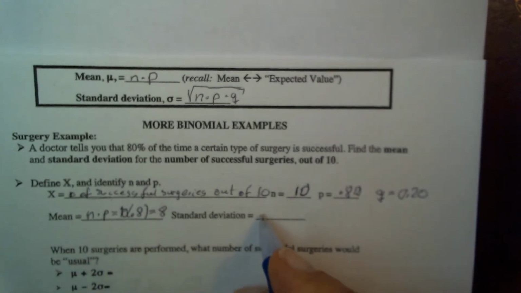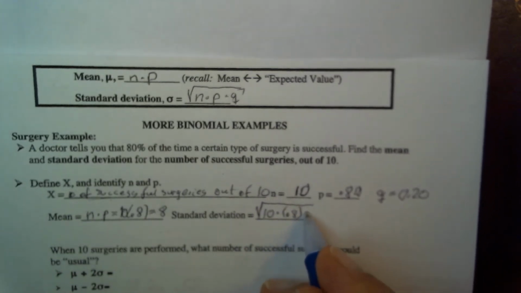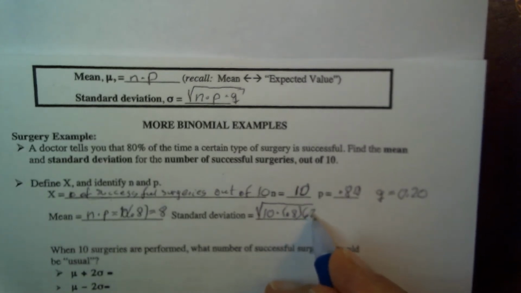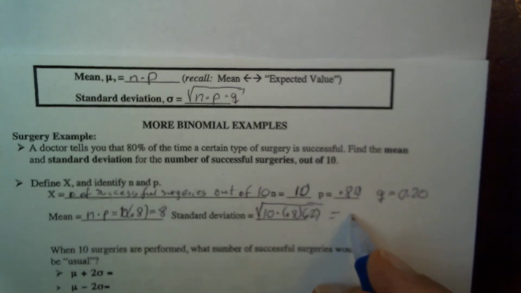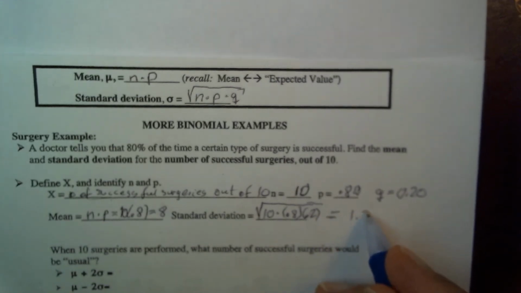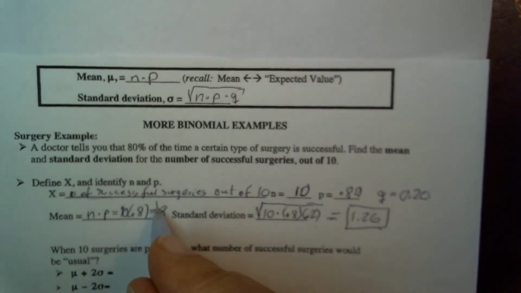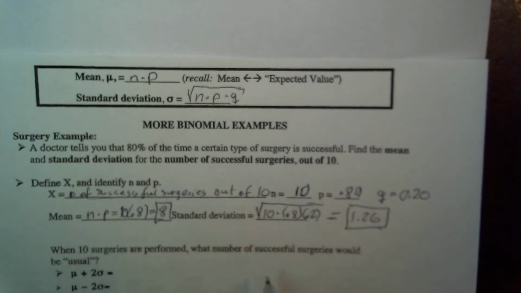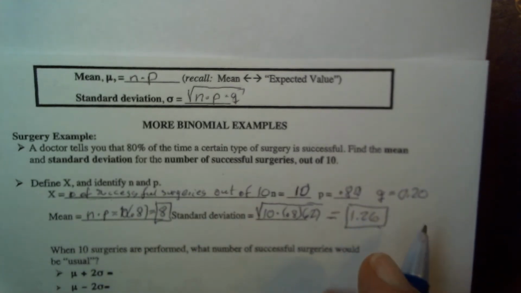And the standard deviation would be the square root of 10 times 0.8 times 0.2, and that is equal to 1.26. So the mean is equal to 8 successful surgeries, and the standard deviation is equal to 1.26 surgeries.